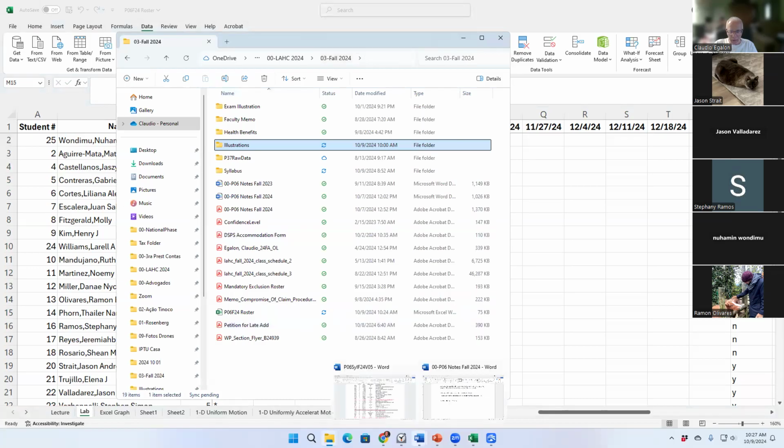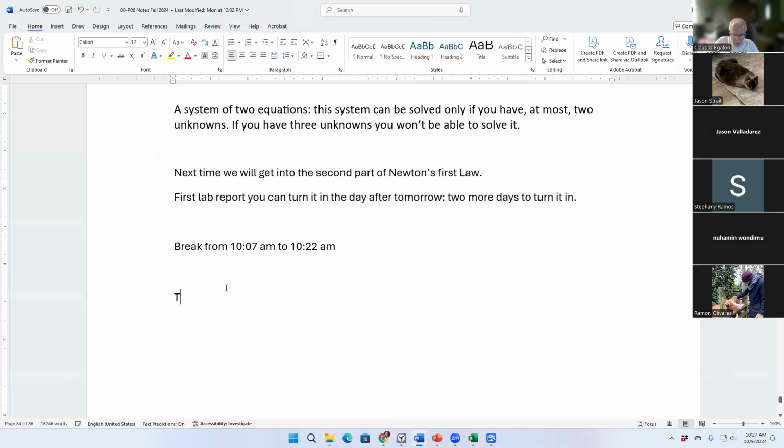Today's experiment is accelerated motion, the inclined plane. The inclined plane is a classical experiment in physics.